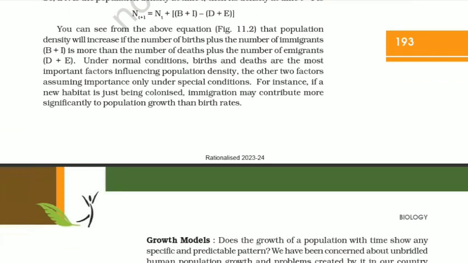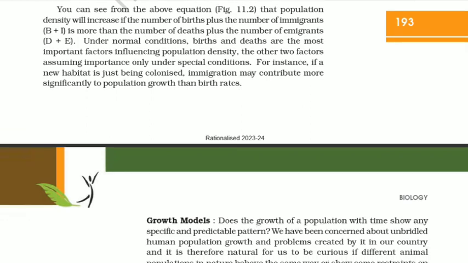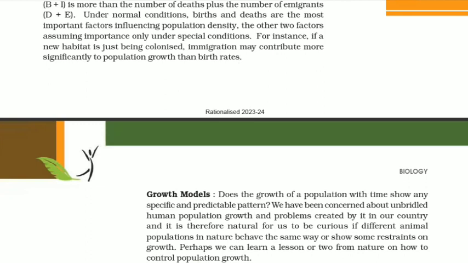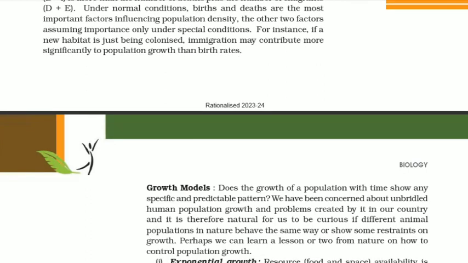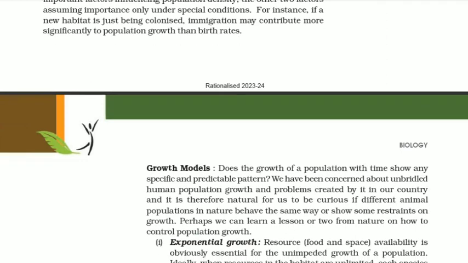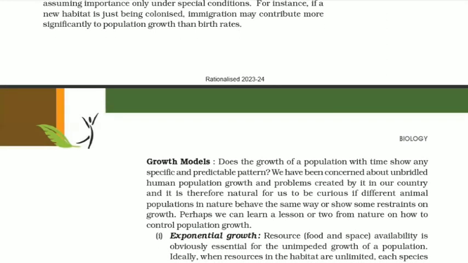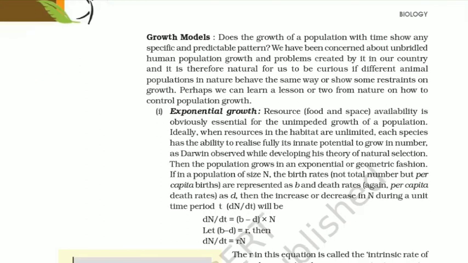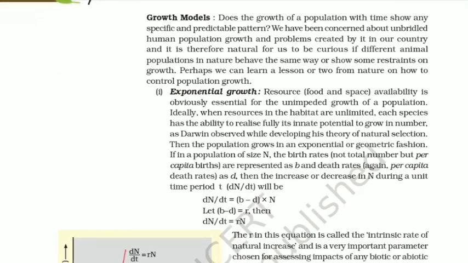Under normal conditions, births and deaths are the most important factors influencing population density. The other two factors assume importance only under special conditions. For instance, if a new habitat is just being colonized, immigration may contribute more significantly to population growth than birth rates. Growth models. Does the growth of a population with time show any specific and predictable pattern?